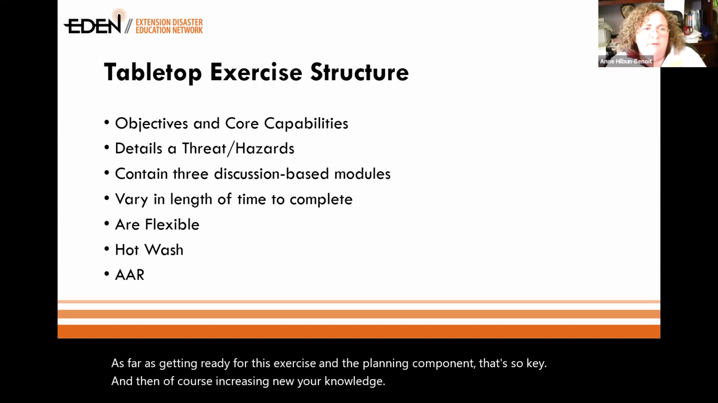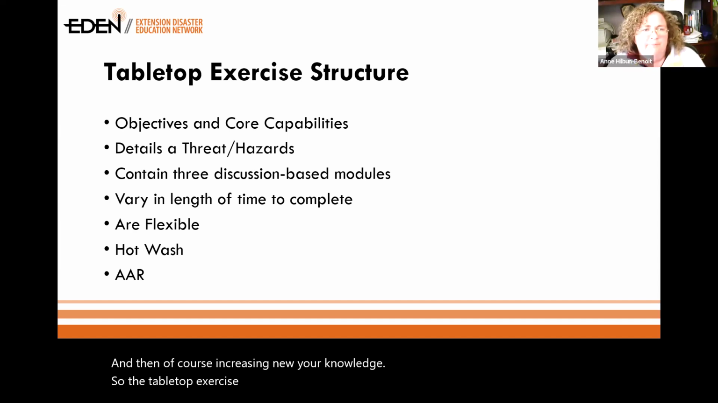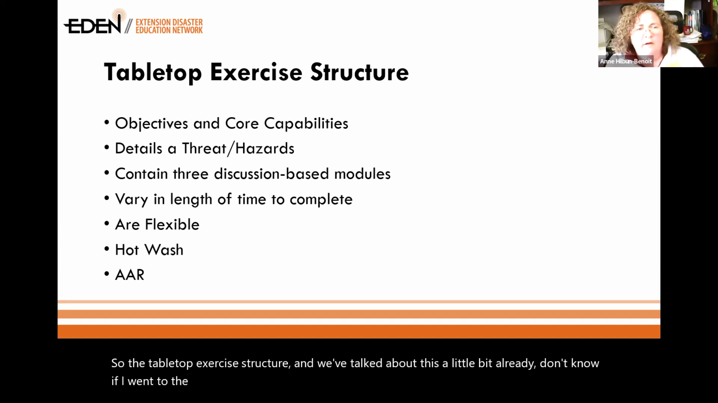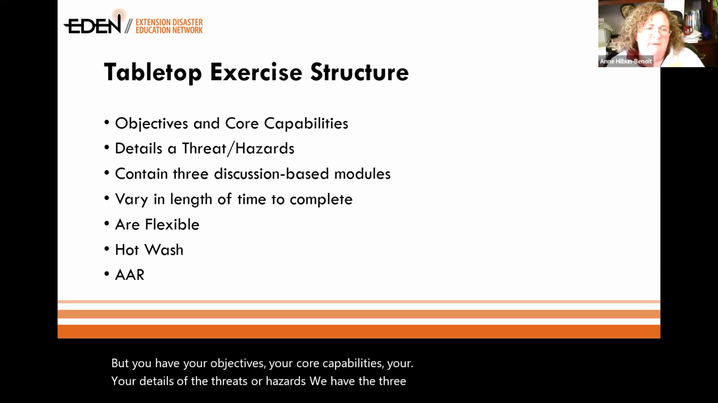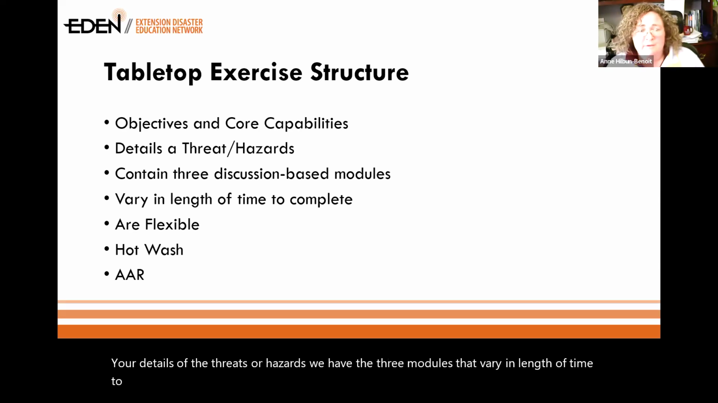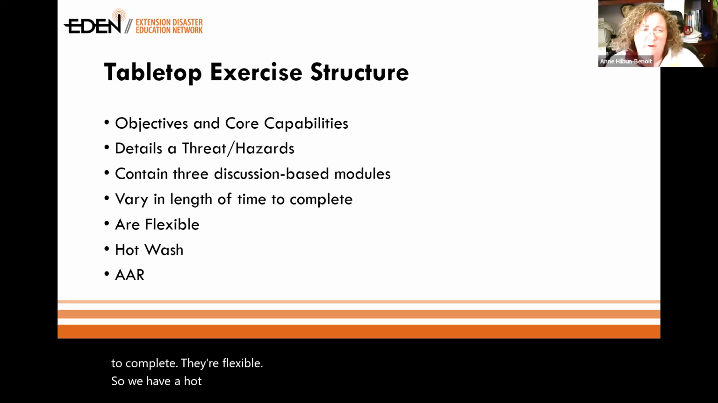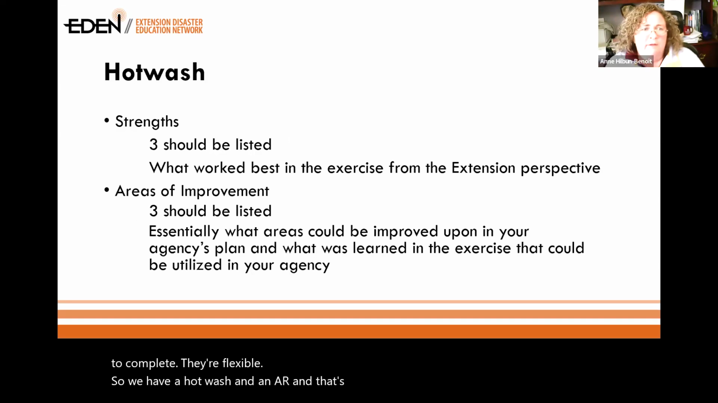So the tabletop exercise structure, and we've talked about this a little bit already. I don't know if I went to the wrong slide or if my slides got out of order. But you have your objectives, your core capabilities, your details of the threats or hazards. We have the 3 modules. They vary in length of time to complete. They're flexible. You have a hot wash and an AAR, and that's what we're about to get to.